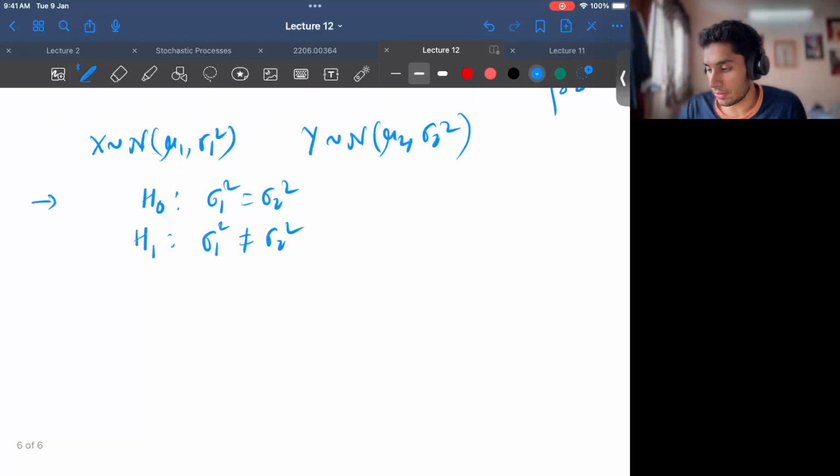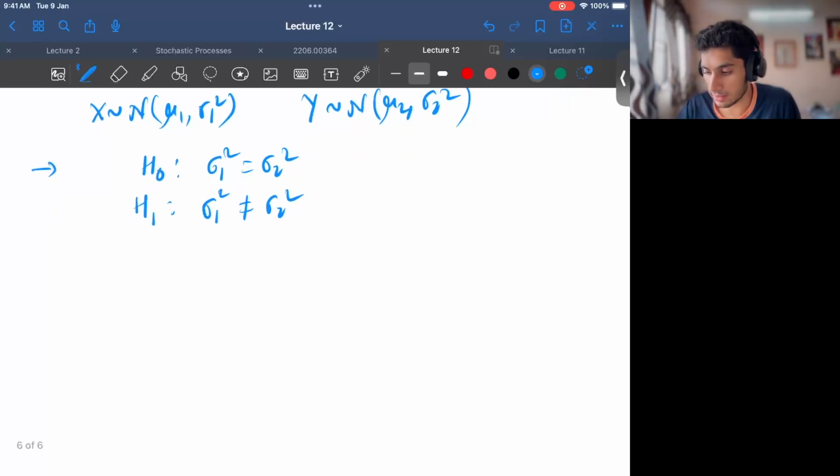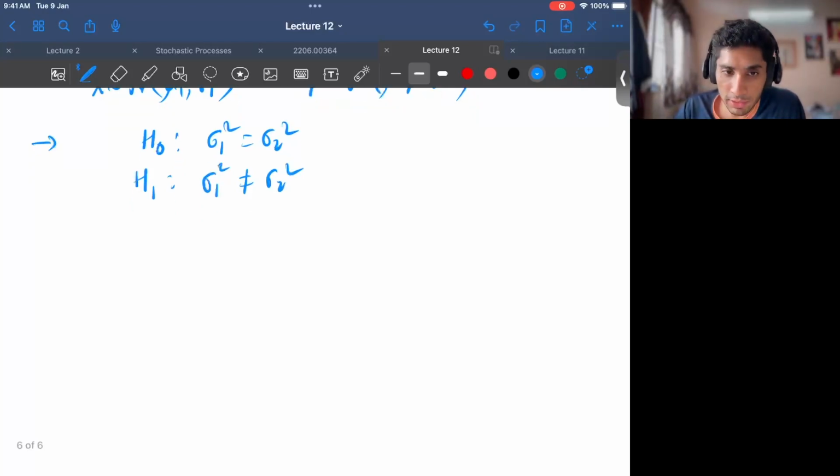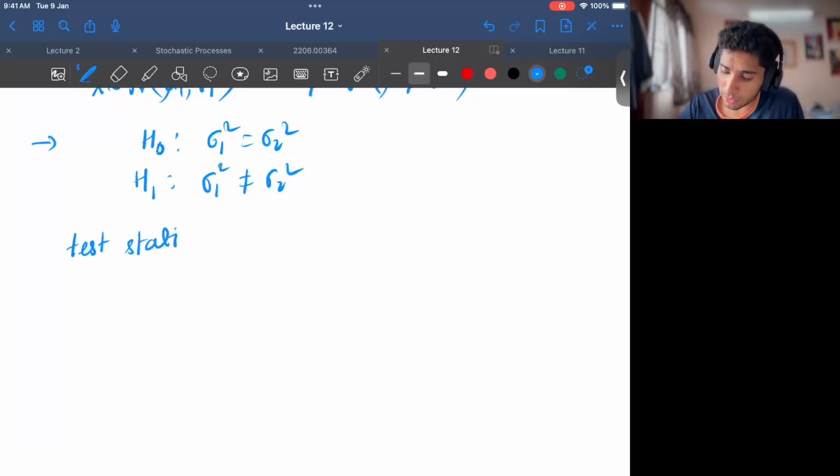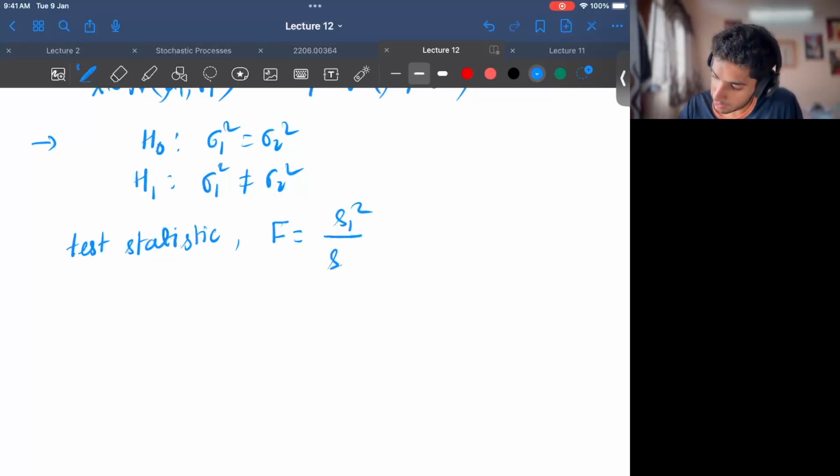When you are comparing the variances and the means are also different, what will be the test statistic? In this case, the test statistic is no more your t distribution. In this case, your test statistic is actually F, which is s1 square by s2 square, where S1 square and S2 square are sample variances.